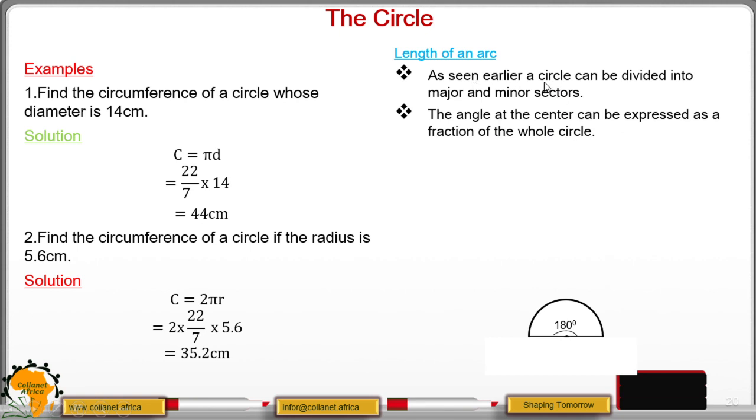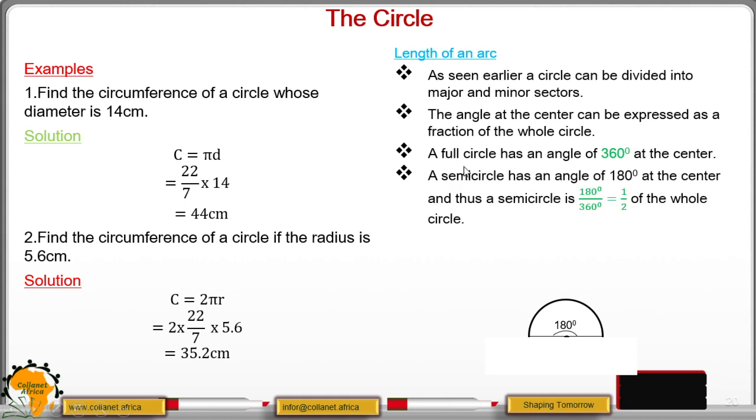Remember now, we have seen that a circle can be divided into major and minor sectors. So at the center, we have the angle that is subtended by that arc. And that angle can be written as a fraction of the whole circle. But now what you're supposed to notice is that a full circle has an angle of 360 at the center. That is a full circle.